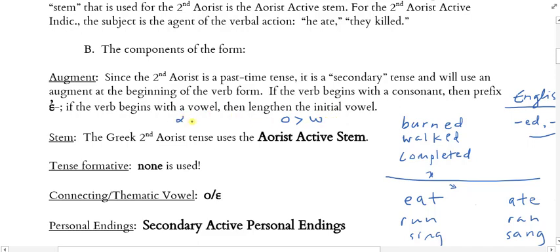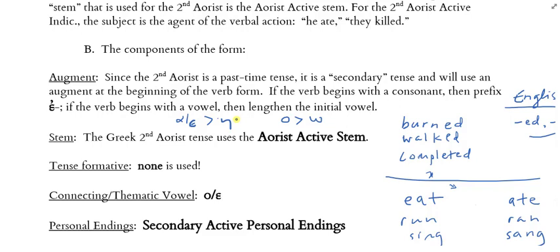If it were an alpha or an epsilon, both of these will lengthen the same way. What will they become? I'm sorry, not an alpha or an eta, an alpha or an epsilon. Pardon me, got ahead of myself. I was already thinking of eta. Okay, epsilon. Then these become eta. Okay, so we'll see some examples of that here shortly.